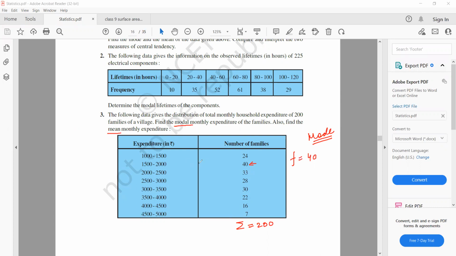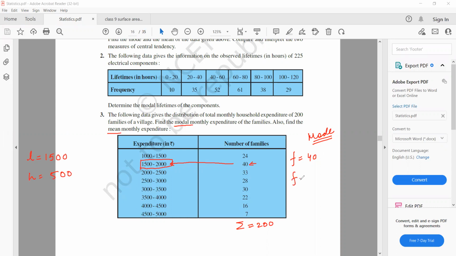Now the class which is corresponding to this frequency is your modal class. Understand? So this becomes your modal class. For this modal class, L, that is the lower limit of this modal class, is this 1500. Now H is the size of this modal class. That means 2000 minus 1500, so there's a gap of 500 here. H is your 500.